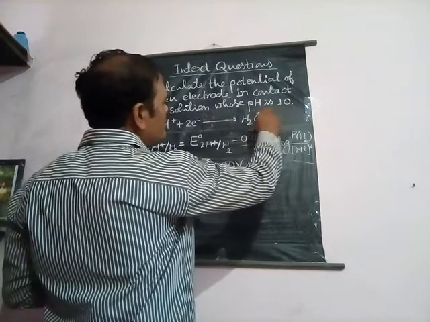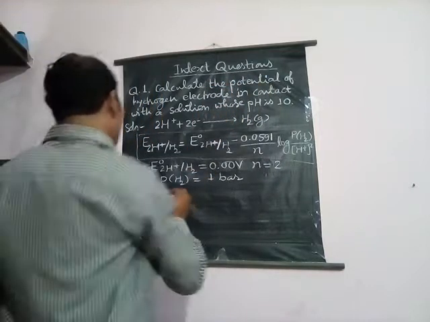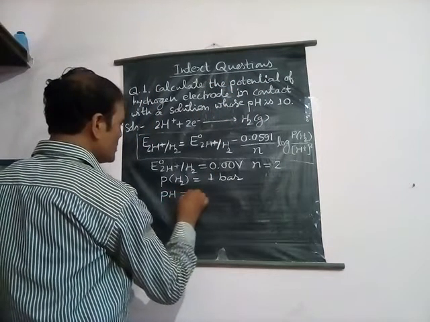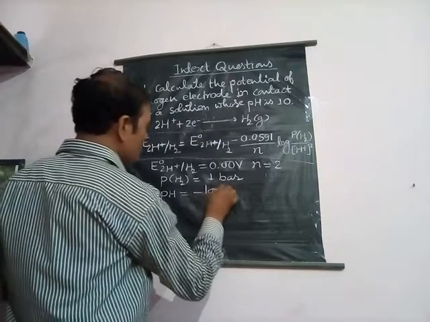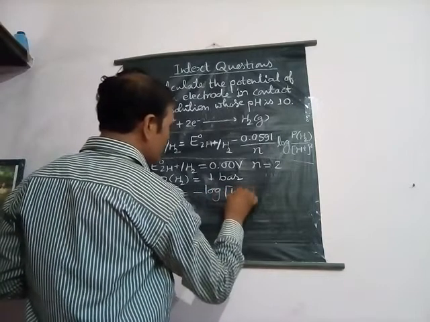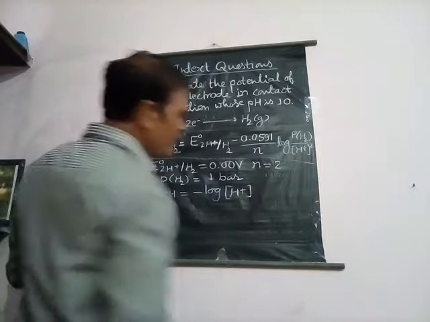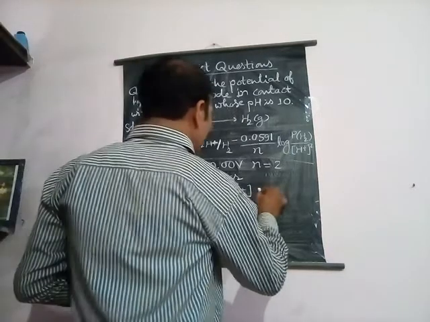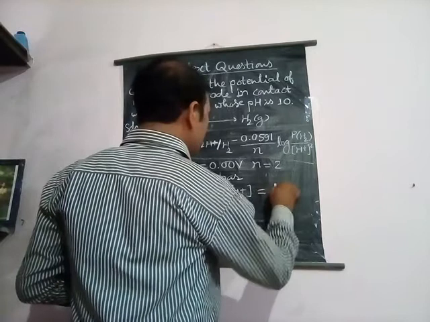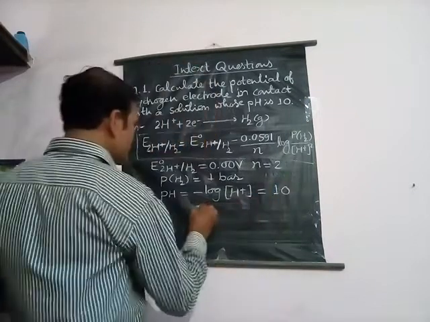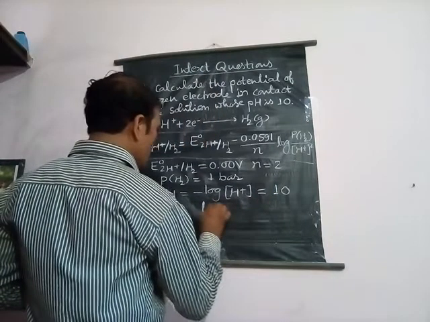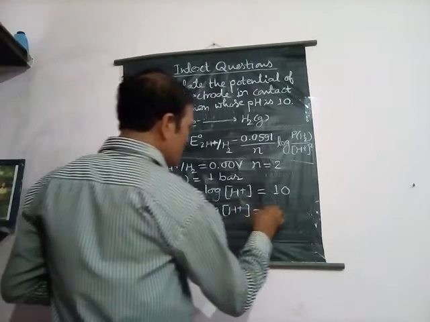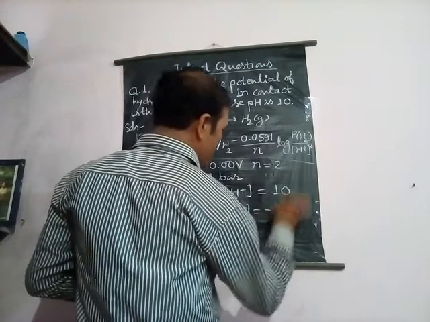The pH value is 10. Now we know very well that pH is equal to minus log of hydrogen ion concentration. In this particular case, it is given as 10, so the log value of H positive ion will be equal to minus 10.